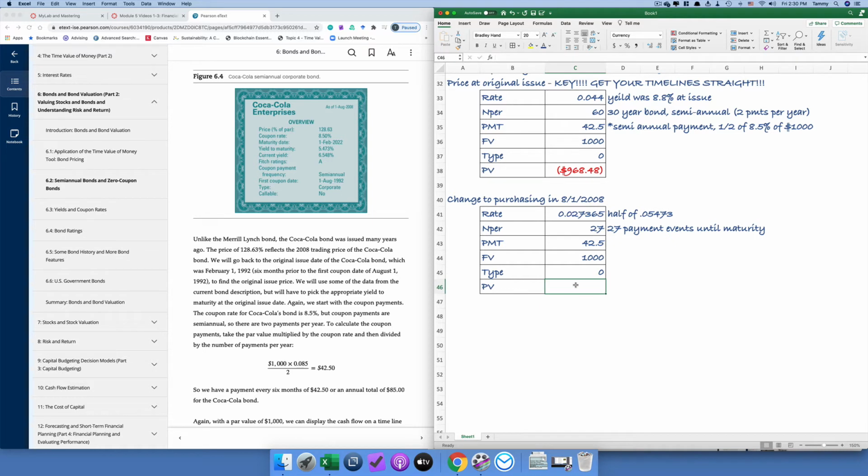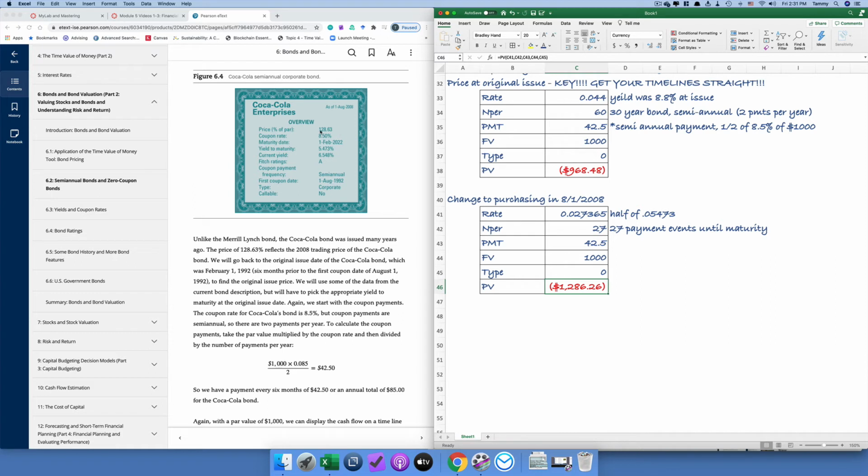Okay, what's our present value going to be? Well, it better be 128% of 1,000. And there it is, right? 128.63, 128,626. Okay, so that's how these all relate. So that's where that price came from.